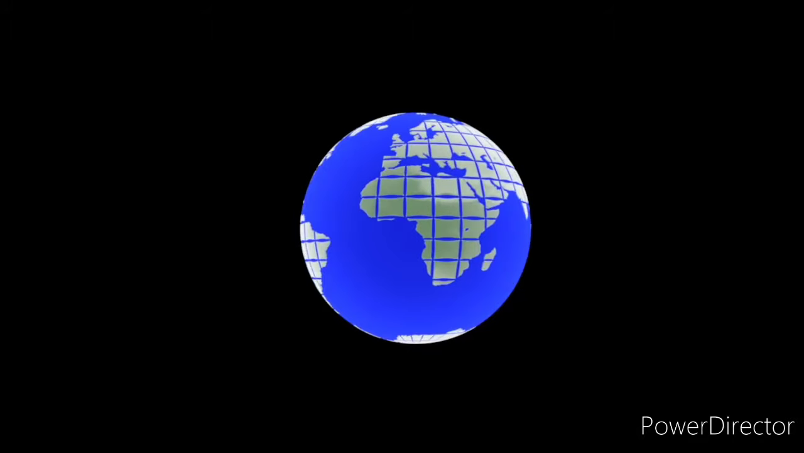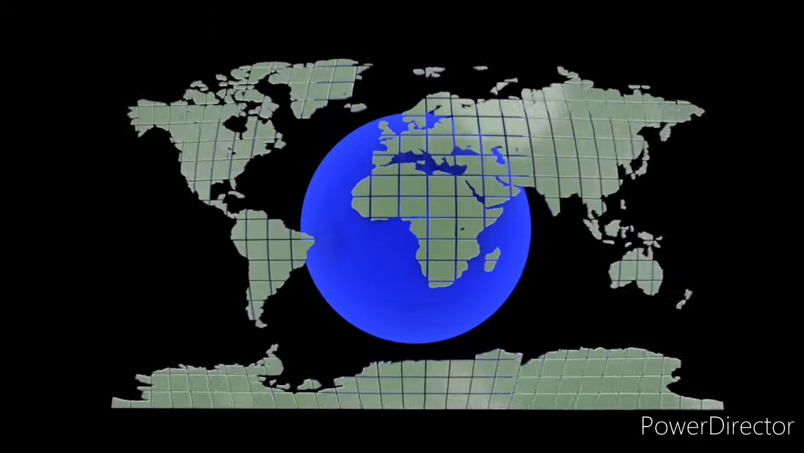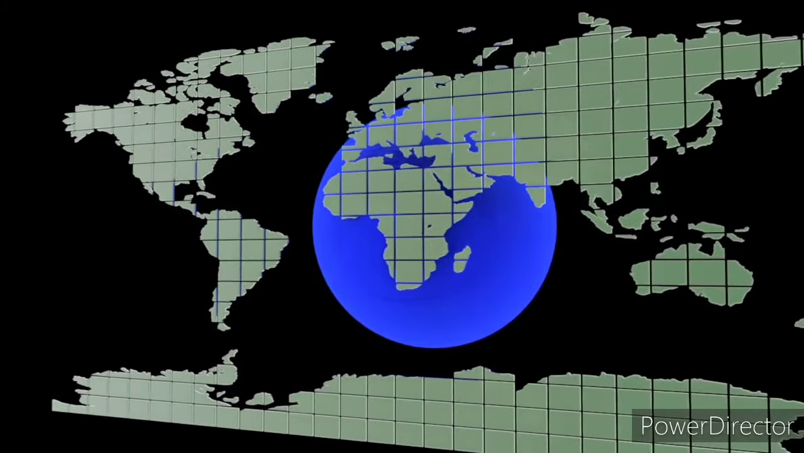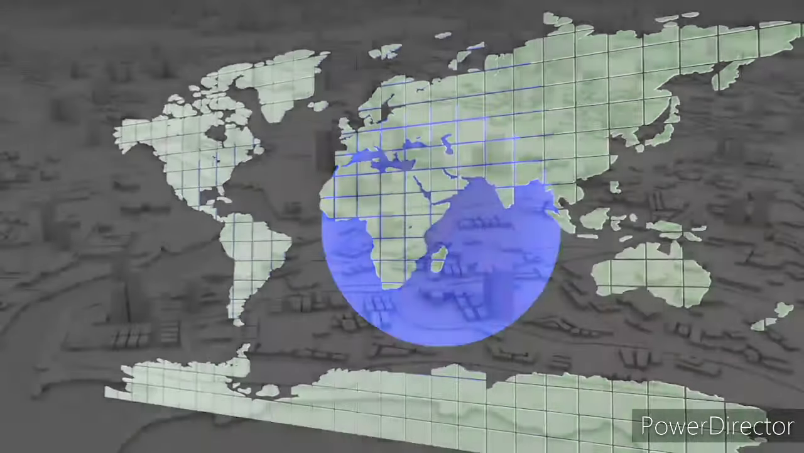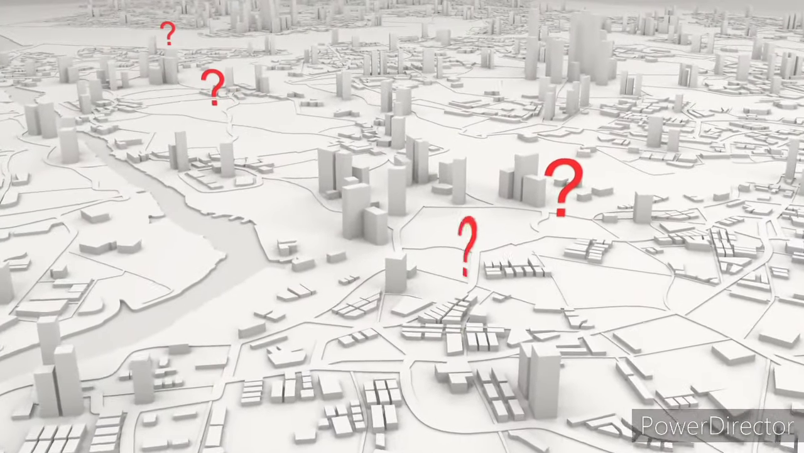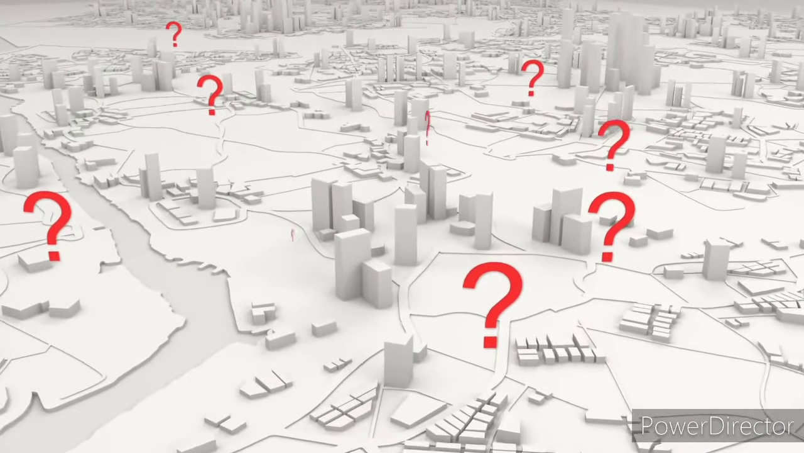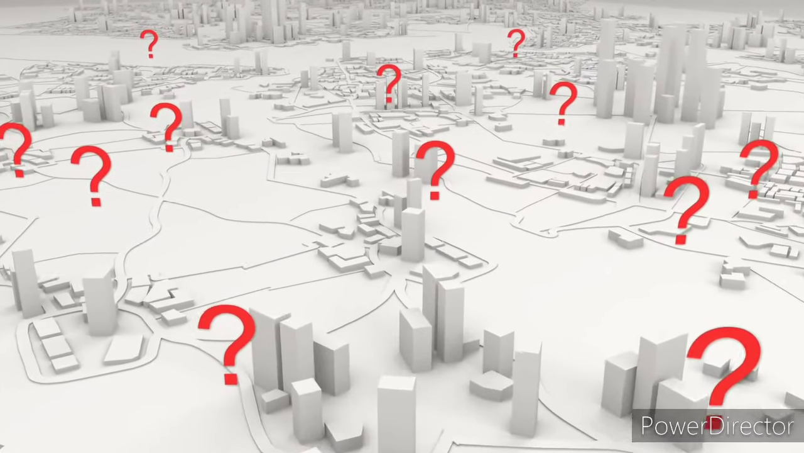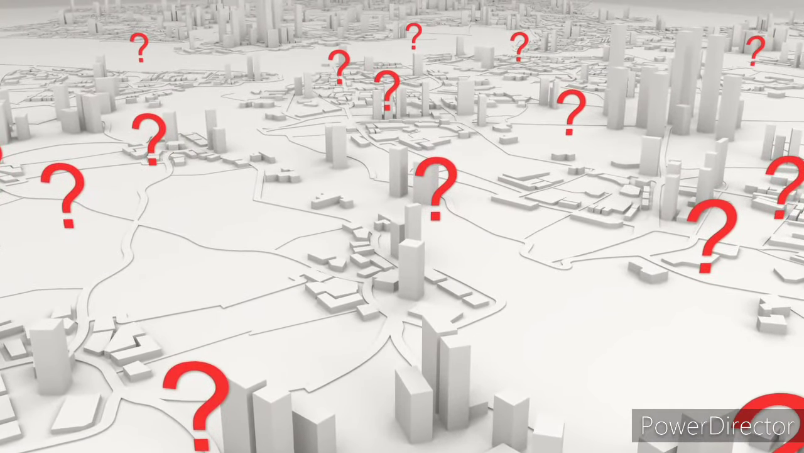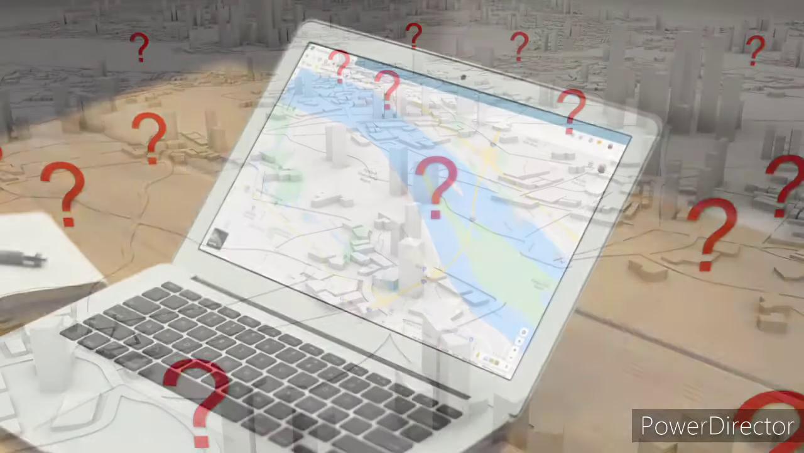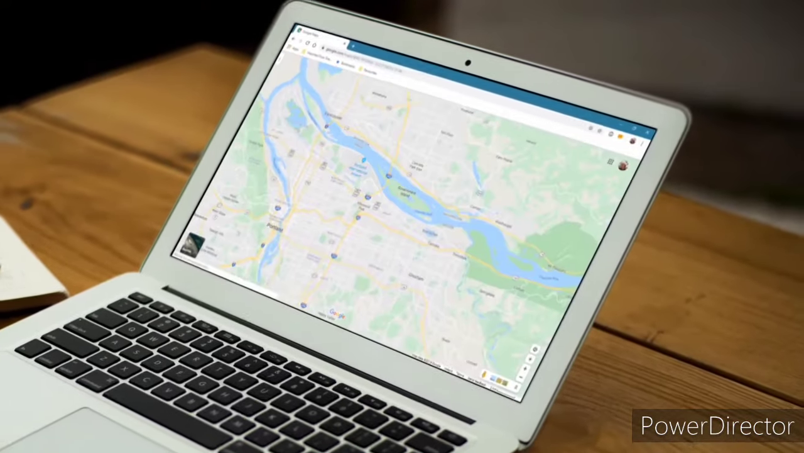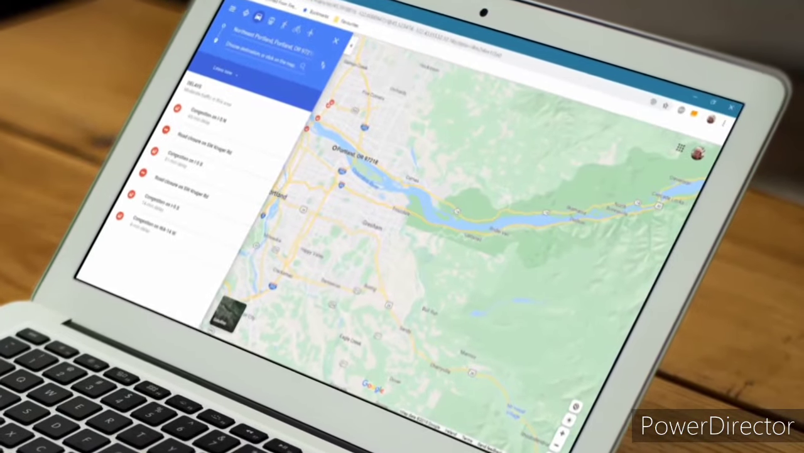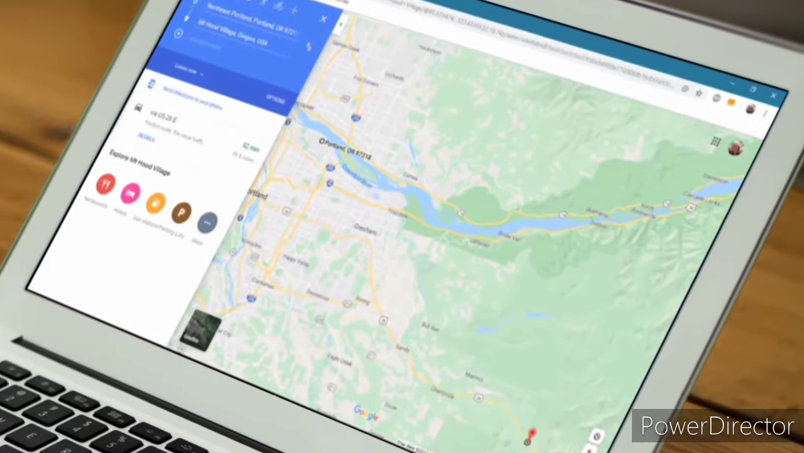Hello everyone. Today we are going to discuss maps. As you know, maps are used to locate things and they are so important in our life. Today the maps are more digital. We are using digital maps more than handmade maps.